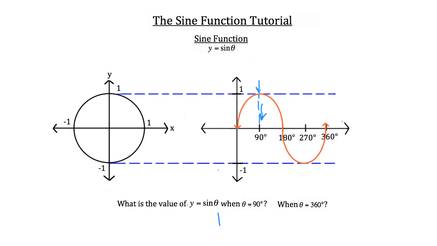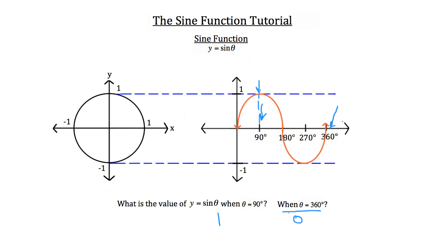Now what about when theta is equal to 360 degrees? Well again, we'll come over here and look at 360 degrees on our sine function. At 360 degrees, our sine wave here in orange is just passing back through the x-axis. So the y value of our graph as it's passing through the x-axis is going to be 0 right there at the x-axis. So when theta is equal to 360 degrees, our value here for the function y equals sine theta is 0.